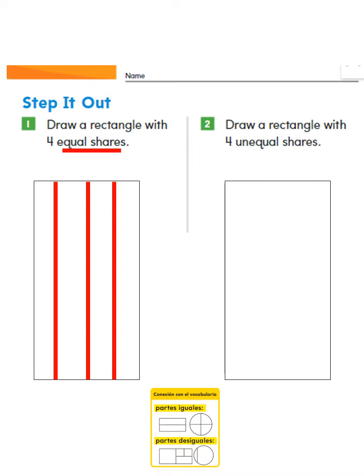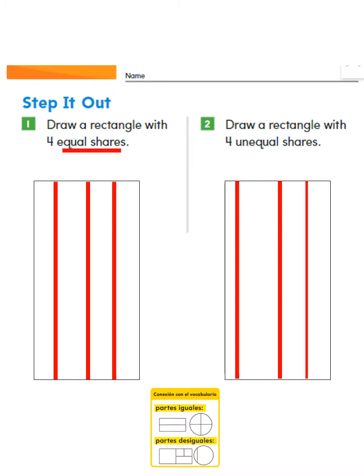On number 2, we're going to draw a rectangle with 4 unequal shares. Las partes son desiguales. How about a little skinny one, uno flaquito? 2 and 3. Are those all equal? Are they the same size or shape? Well, they are the same shape, but they're not the same size. One is a little skinny and the others are wider. They are unequal shares. Son partes desiguales.